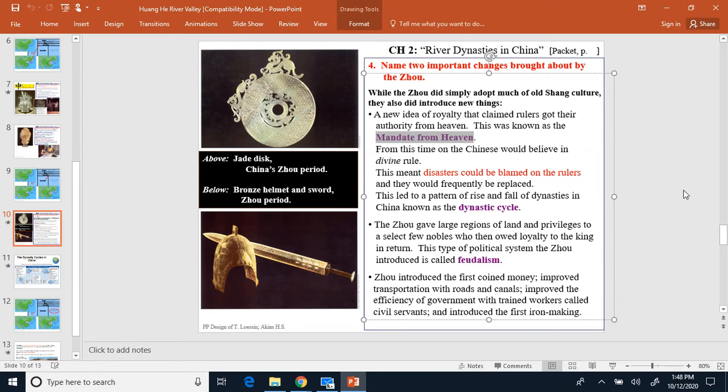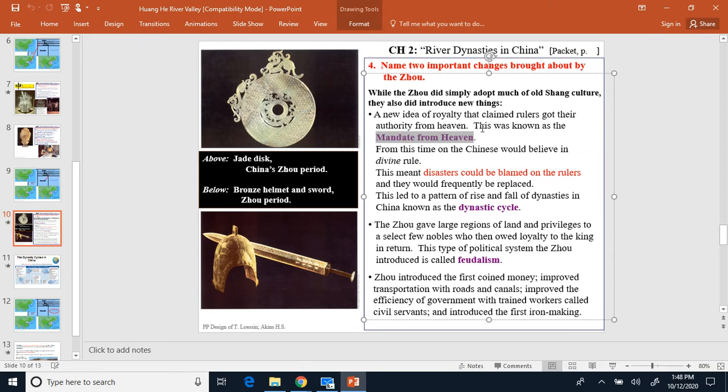Okay, so that's what a mandate from heaven is: your ability to rule everybody comes from the fact that God says that you should be in charge. So that's called a mandate from heaven. You were divinely chosen to be the person in charge.